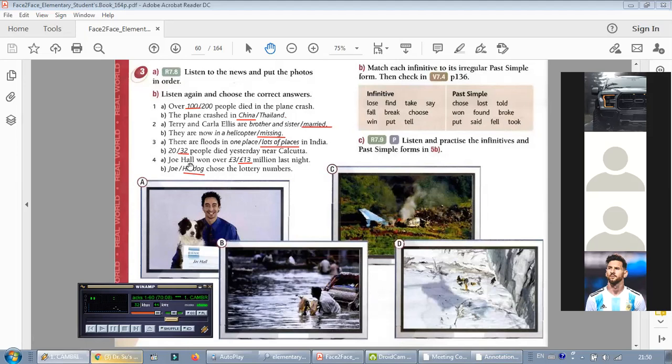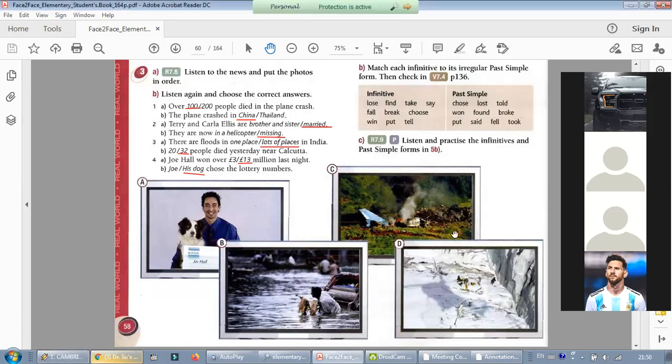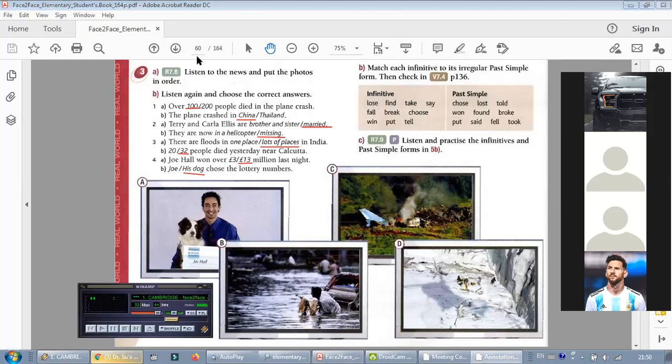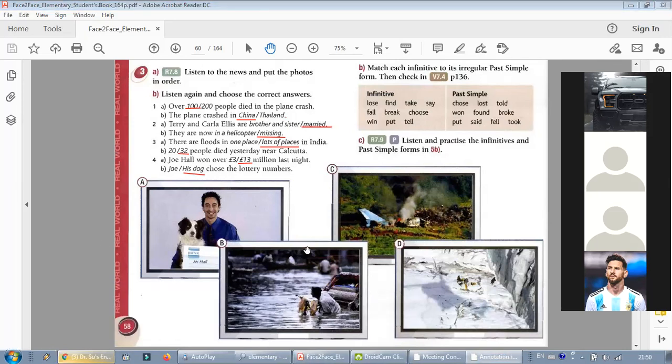Mm-hmm. Correct. So he won £13 million and his dog chose the numbers. What do you think of these stories? Which is your favorite story? A. Yeah, number four is. Why do you like this story, A? He's lucky. It's happy news, right? It's not sad news. He won a lot of money.